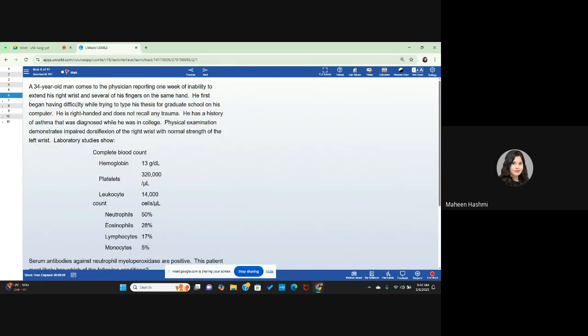A 34-year-old man comes to the physician reporting 1 week of inability to extend his right wrist and several fingers on the same hand. He had difficulty typing his thesis for graduate school on his computer. He is right-handed and does not recall any trauma. He has a history of asthma diagnosed while in college. Physical examination demonstrates impaired dorsiflexion of the right wrist. So what is wrong with the picture?